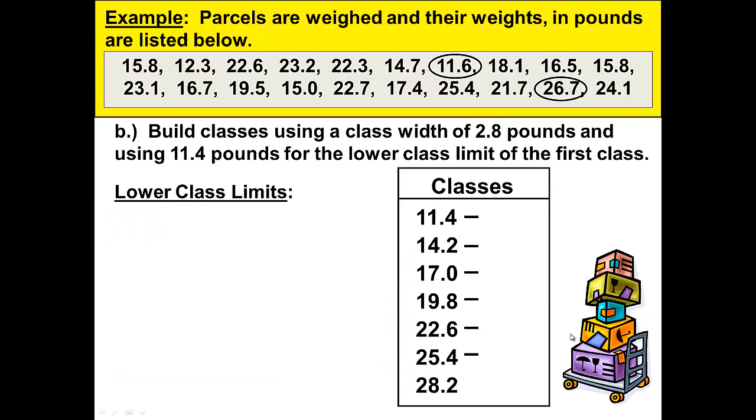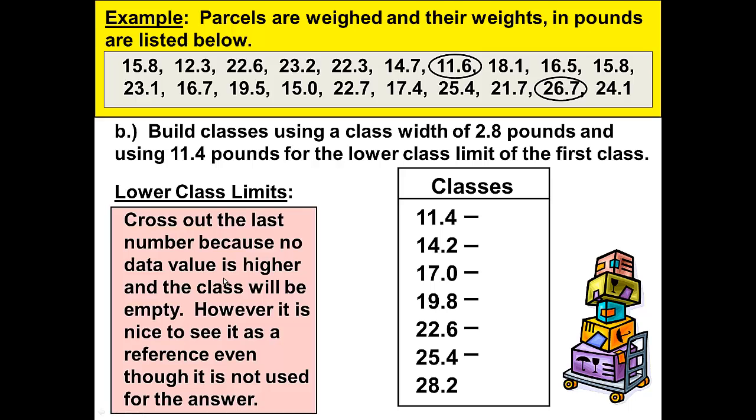We do not need to use the 28.2 to create a class, but it helps us to write it down so that we know that we've gone far enough. So cross out the last number because no data value is higher and the class will be empty. However, it is nice to see it as a reference even though it's not used for the answer.